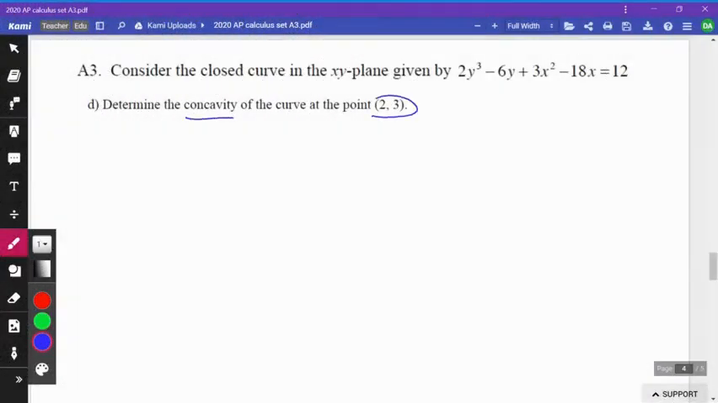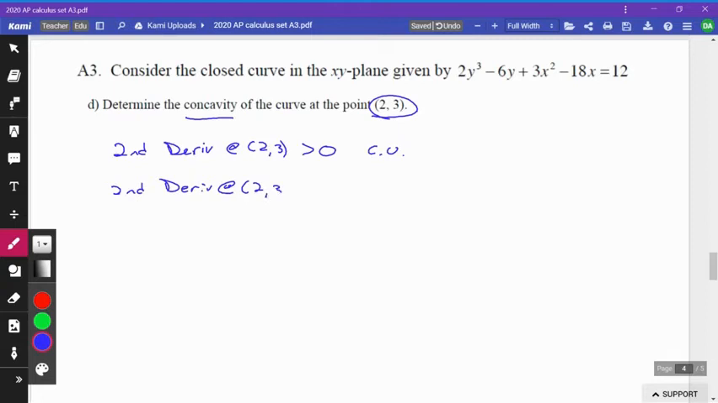For letter D, I want to check the concavity at the point (2, 3). Concavity, remember, is when the second derivative at the point (2, 3), if it's greater than 0, is going to be concave up. If the second derivative at the point (2, 3) is less than 0, it's going to be concave down.